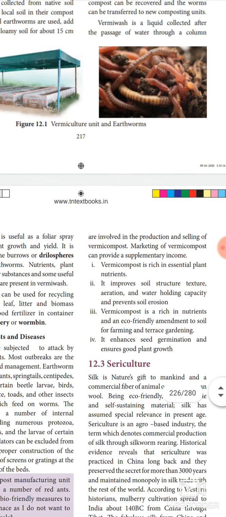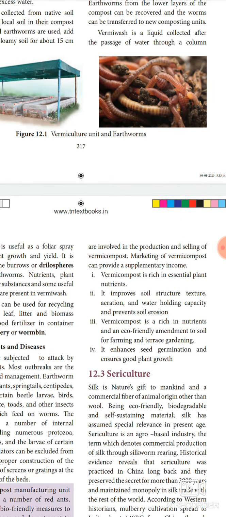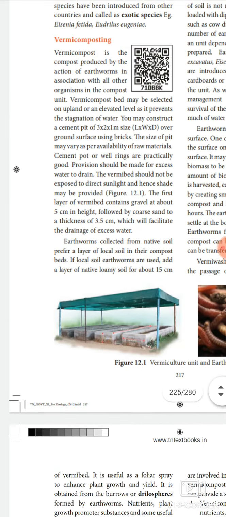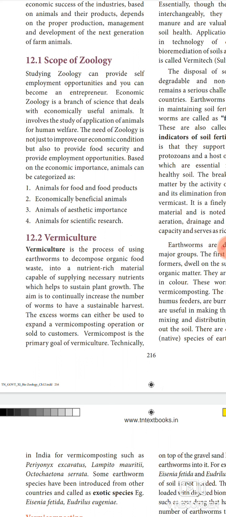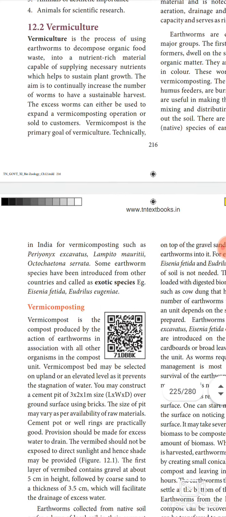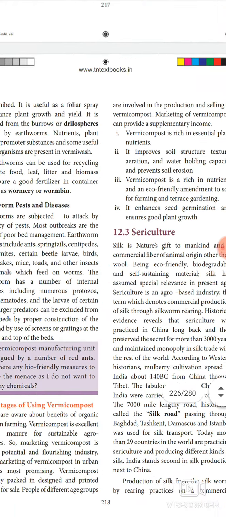Okay, today we see about the trends in zoology. We see the new lesson, the last lesson, the 12th lesson, trends in zoology. Then what is the scope of zoology? If we study zoology, we can become an entrepreneur. What is meant by entrepreneur? You become a businessman or businesswoman. According to the economic importance, animals can be categorized into 4 groups: animals for food and food products, economically beneficial animals, animals of aesthetic importance, and animals for scientific research.